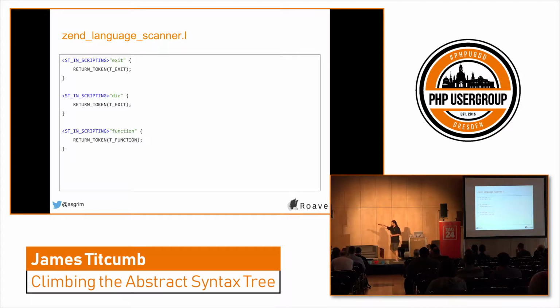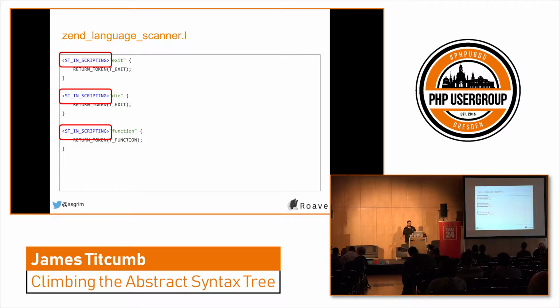Let's have a look at this example. To start off with, in the angle brackets, we've got the state, which is required for these tokens to match. All of these are in scripting, so that's just normal PHP code. There are other states, like inside double quotes, or in a heredoc or nowdoc. That tells you where you are and gives you a little bit of contextual information, allowing you to use the same tokens in different scenarios and treat them differently.